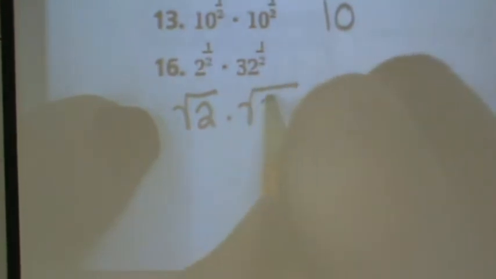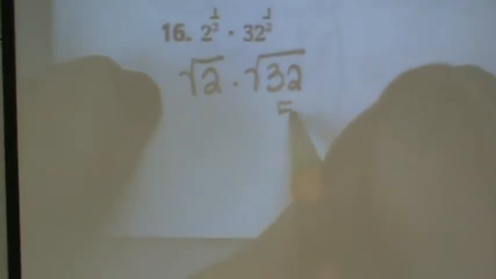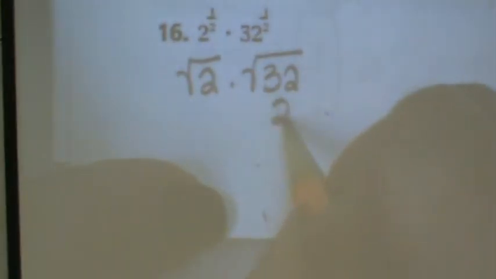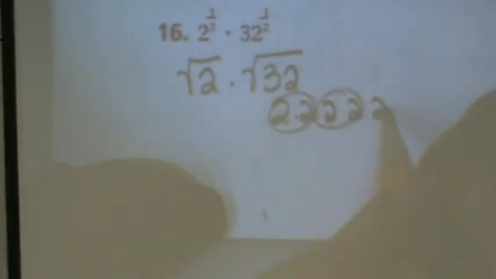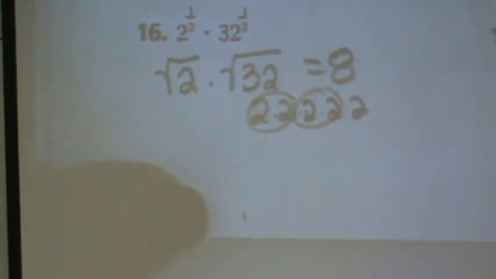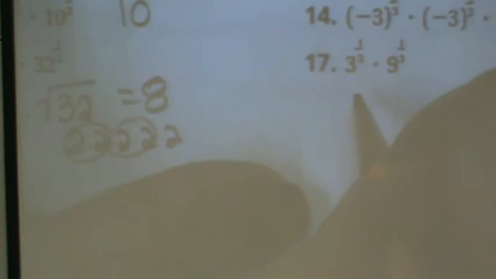Number 16. This is the square root of 2 times the square root of 32. What we learned is that 32 is several 2s, these are 5 2s. So what's your answer? 8. So we've got 1, 2, and then 3, so it's 8. 2 times 2 times 2 is 8.